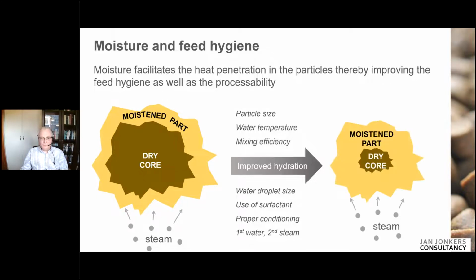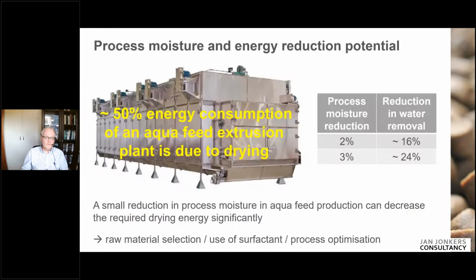And then if you have some of all of these parameters in place, then you can end up with a particle that has a higher amount of moistened material and a smaller amount of this dry core, or even no dry core anymore. And then it's much easier for the steam to cook the complete particle and to have a better hygiene in the process. And it's much easier to process the whole mix of particles.